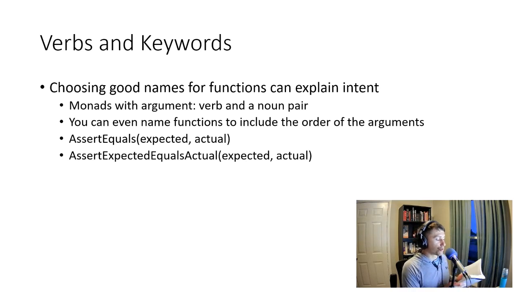Now getting into specifically what you should name your methods. Verbs and keywords. Verbs are great because remember how we said classes should have noun names. They shouldn't be verbs, but functions should be mostly verbs because they're doing something. So monads with an argument do very well. You do very well naming them with a verb and a noun pair.